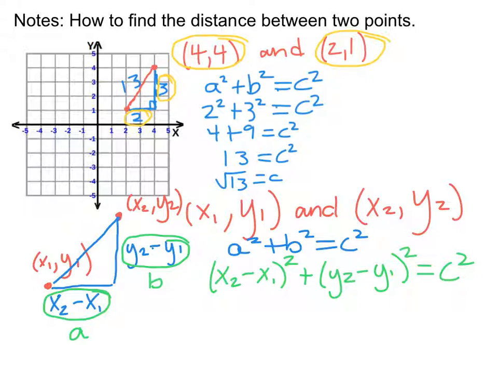So I just have one more step, because if I'm trying to find a distance, then I don't want the square of the distance, I want the distance. I just want the length of c. I don't want c squared. So for my last step, I'm going to take the square root of both sides.